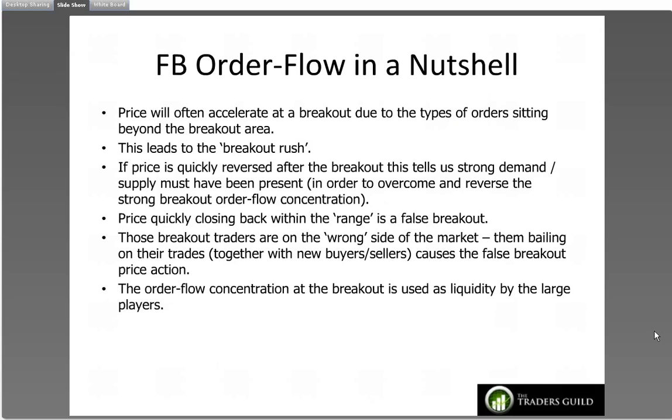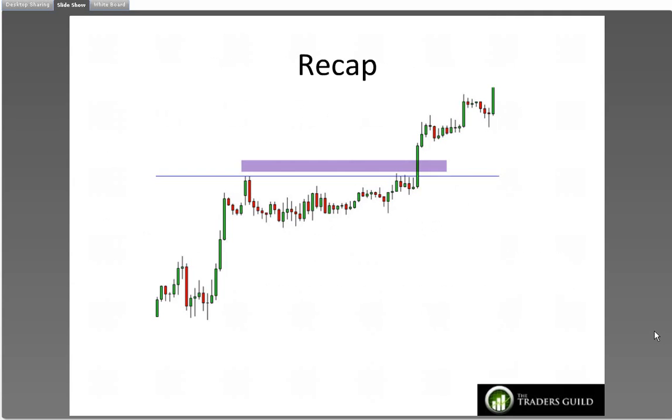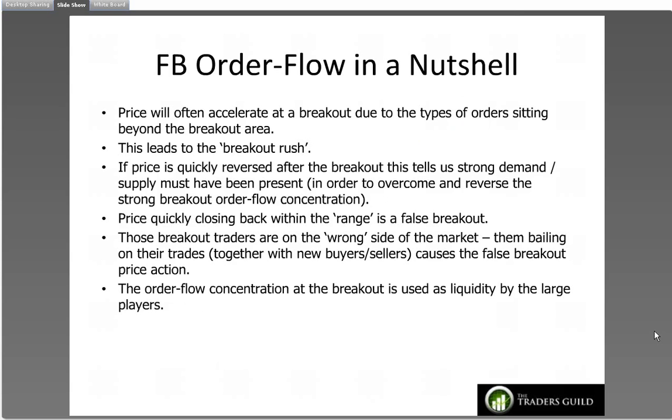Okay, so price accelerates upon a breakout, and that leads to the breakout rush. If price quickly reverses, that tells us that strong supply or demand came into the market to reverse what we know is strong one-sided order flow. On this occasion, this isn't obviously a false breakout, but if this was reversed, we would have strong supply that came in here to reverse what we know is strong buy-side order flow. That tells us this supply must have been very strong. And price closing back within that range leads to a false breakout.